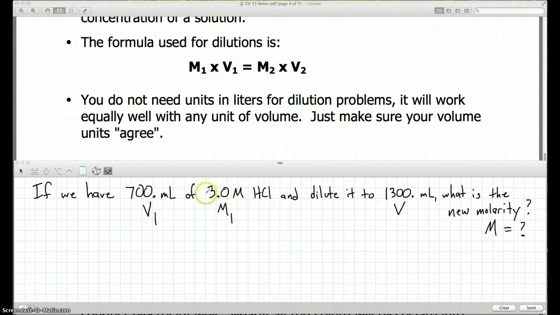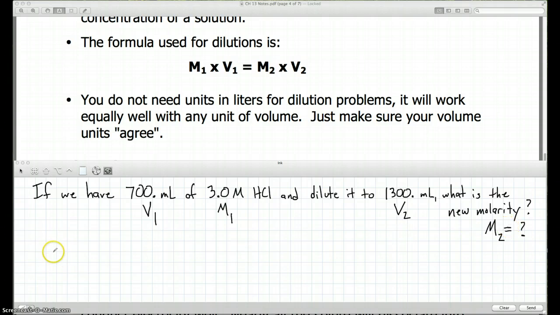You can also think of it as this is my starting molarity, because it says what is the new molarity? New molarity implies what we're ending up with. So M2, which means this is V2. So we have V1, we have M1, we have V2, and we're looking for M2.